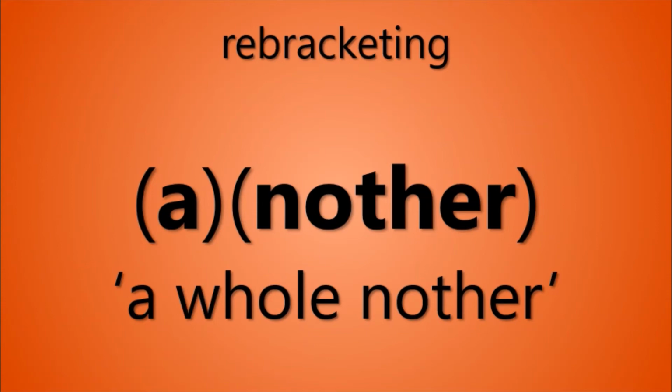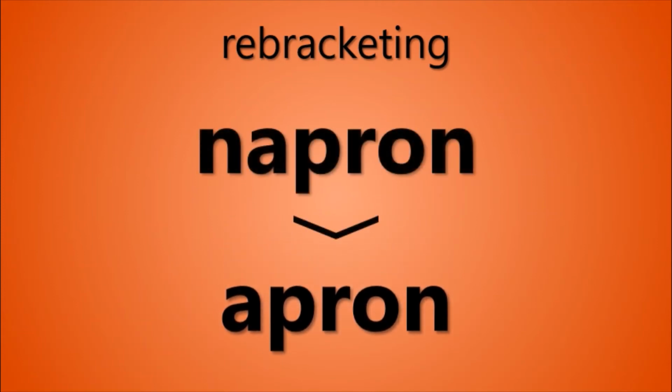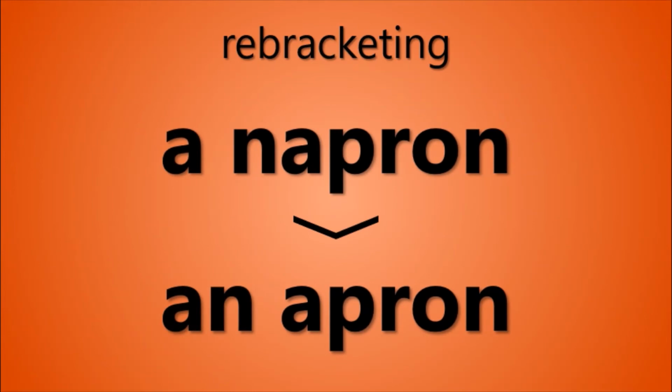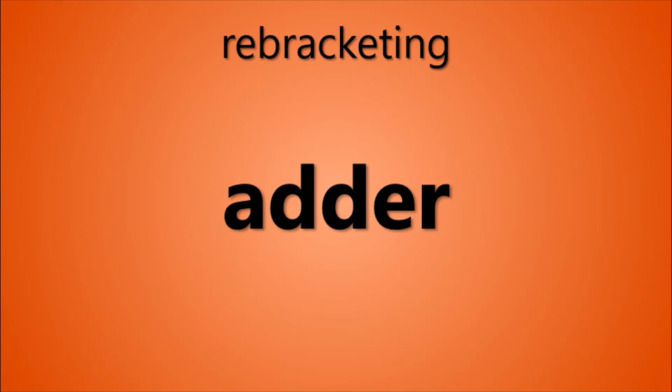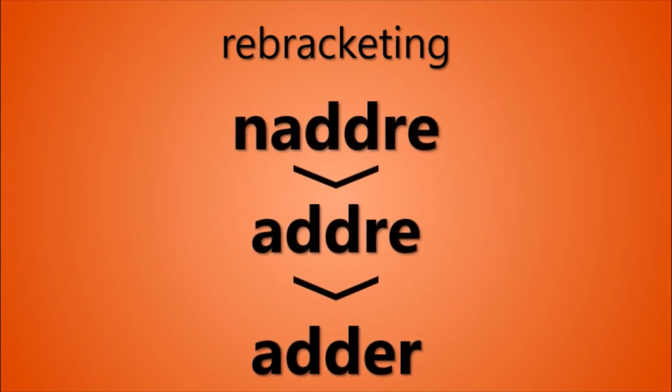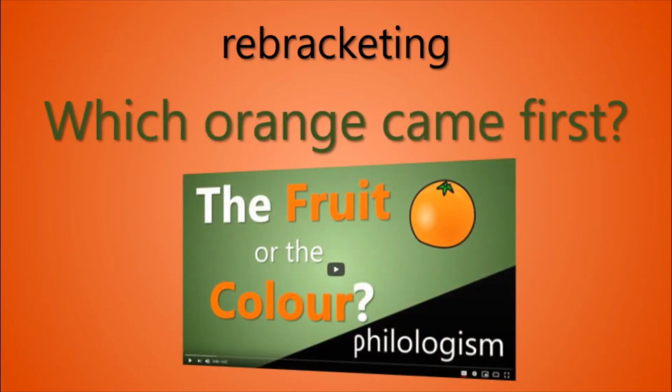that might surprise you. For example, the word apron used to be napron, and it changed because of confusion between a napron and an apron. The N was rebracketed, so it belonged to an rather than napron. In the same way, the word adder, a snake, used to begin with an N, but an adder and an adder were confused, resulting in the current spelling. A similar thing happens in the word orange, which I explained in my video, Which Orange Came First.